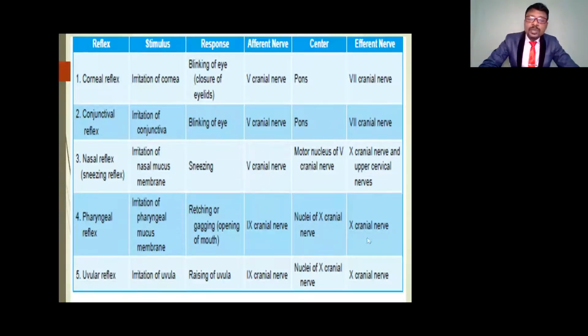So they are going to get the response through the 10th cranial nerve, the vagus, which gets the opening of the mouth. So this is the response.